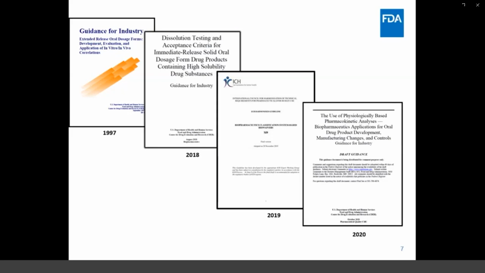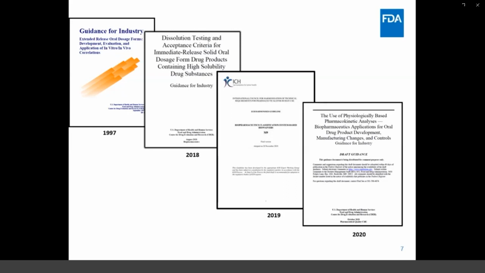Physiologically based pharmacokinetic analyses combines physiological descriptors such as blood flow, tissue volume, partition coefficients, and population estimates, along with unique drug substance and drug product characteristics to model and simulate the pharmacokinetic and/or pharmacodynamic behaviors in vivo.